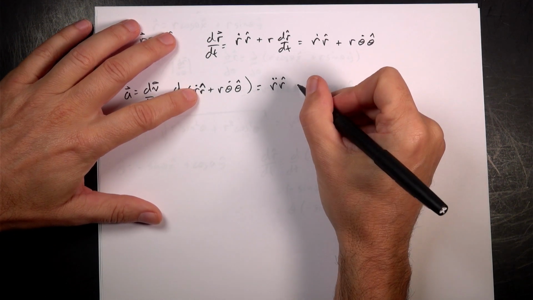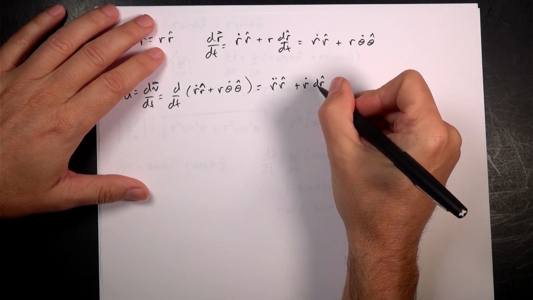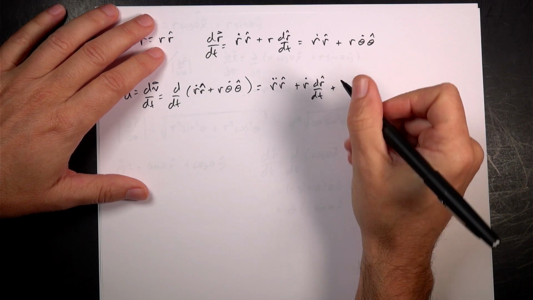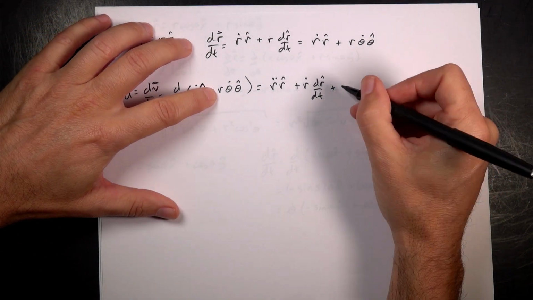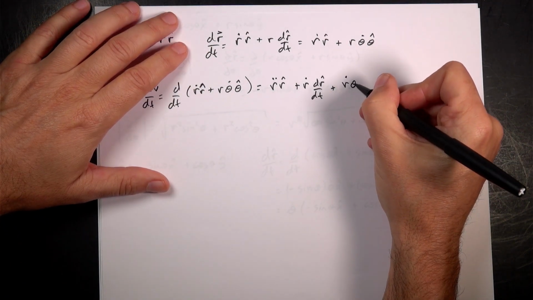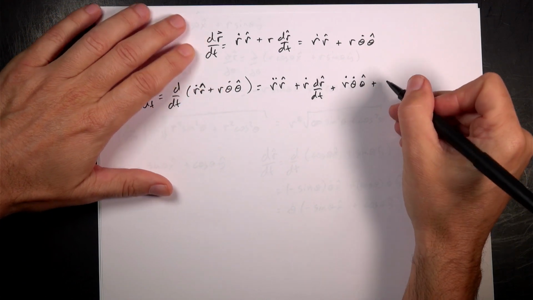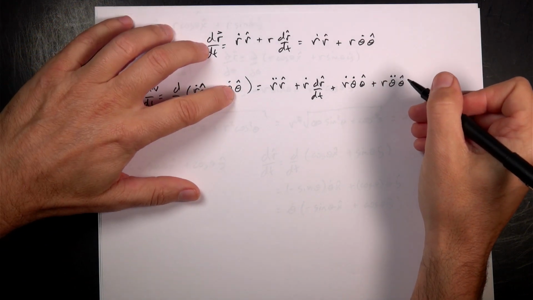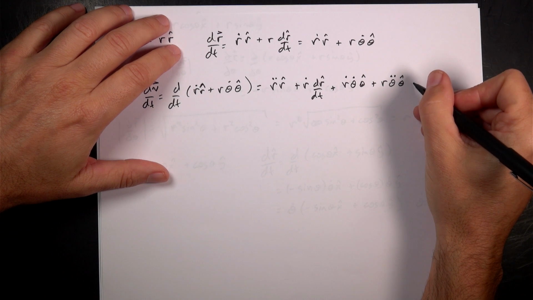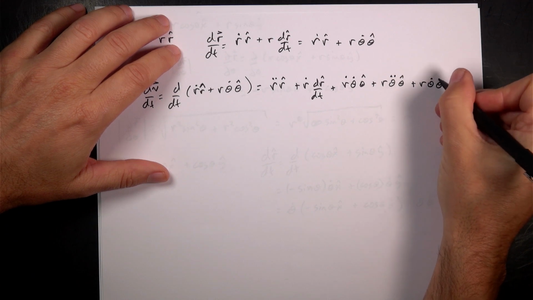And then I take the derivative of r hat. I'm going to write it out: plus r dot dr hat dt. Plus, now here I'm going to get three terms because I have a product of three things. So I'm going to take the derivative of the first one. It's going to be r dot theta dot theta hat. Plus, now I've taken the derivative of theta dot, r theta double dot theta hat. Now I need to take the derivative of theta hat.